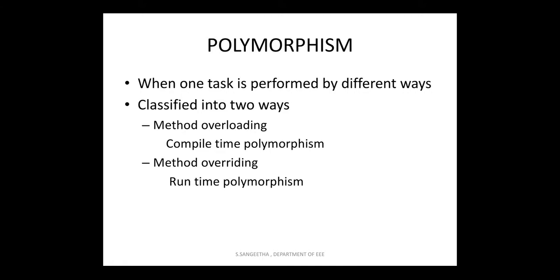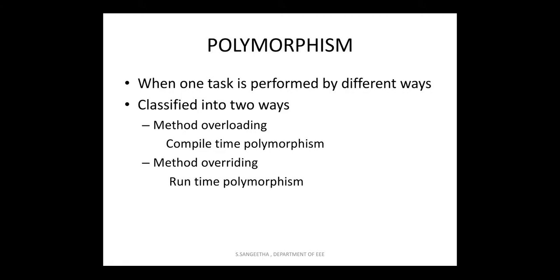Method overloading means compile time polymorphism. That is, it allows a class to have two or more methods having the same name, but the arguments passed to the methods are different. This is compile time polymorphism. It is a process in which a call to an overloaded method is resolved at compile time rather than at runtime. It is called compile time polymorphism.